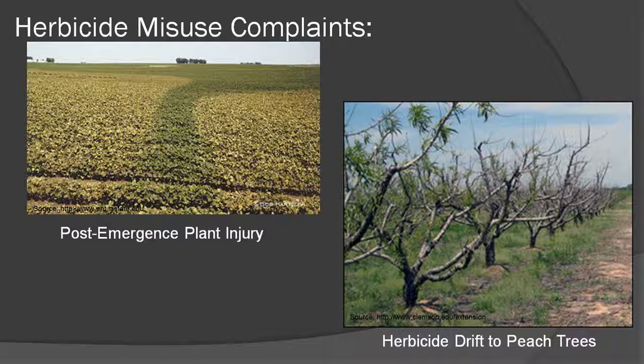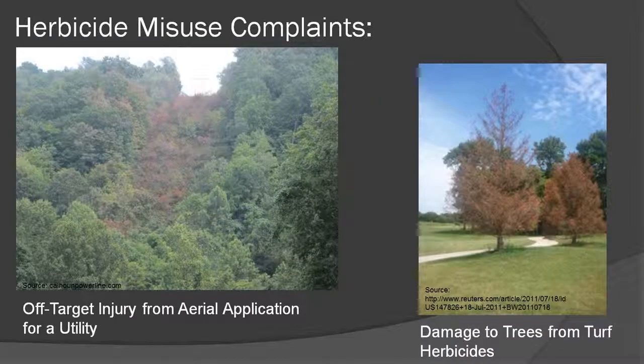Up right now, we have on the left-hand side some damage that was caused by post-emergence herbicide in soybeans. On the right-hand side, we have drift from a row crop field into an orchard that killed some peach trees. On the non-ag side of things, you can have a power line cut where there's drift from herbicides that are aerial applied, or you can have damage to trees from turfgrass herbicides.